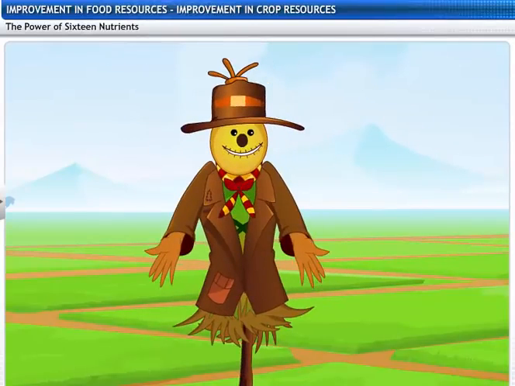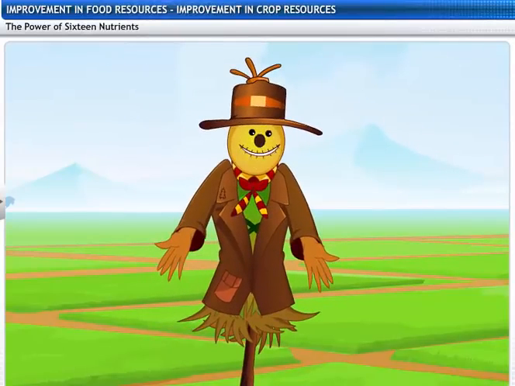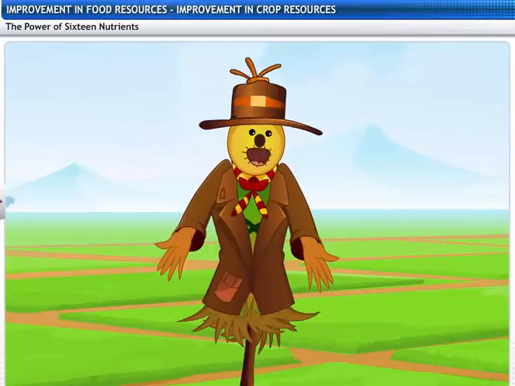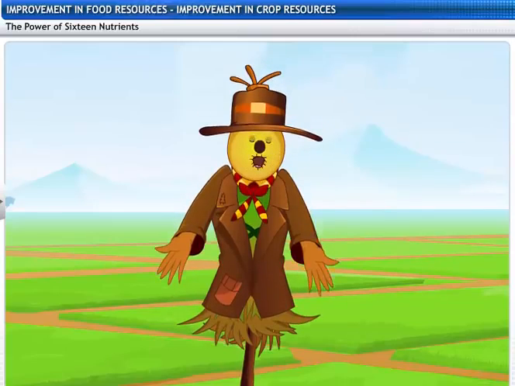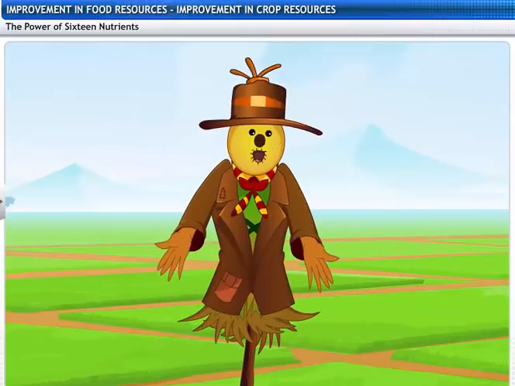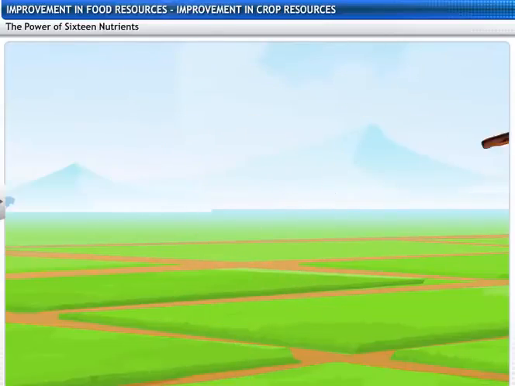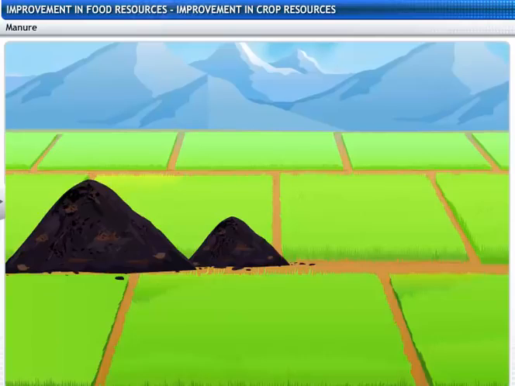I get it. That means a deficiency of these nutrients makes the plants prone to diseases. So, to improve crop production, the soil must be enriched with these nutrients. But how is this done? This is done with manure.